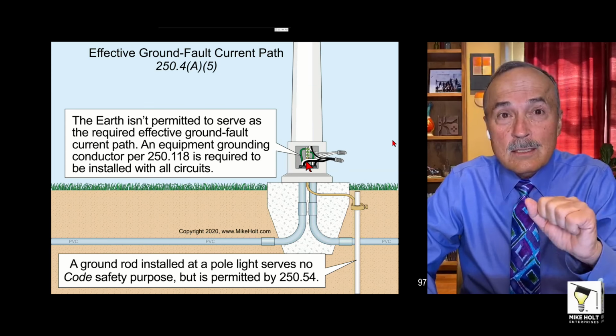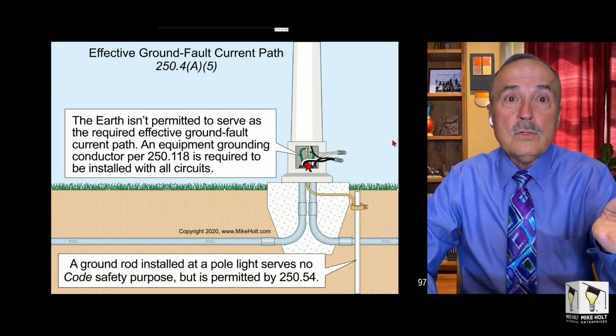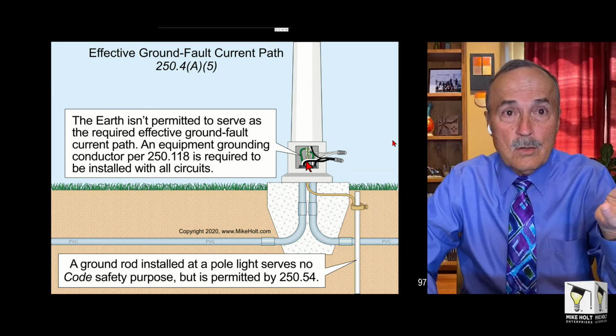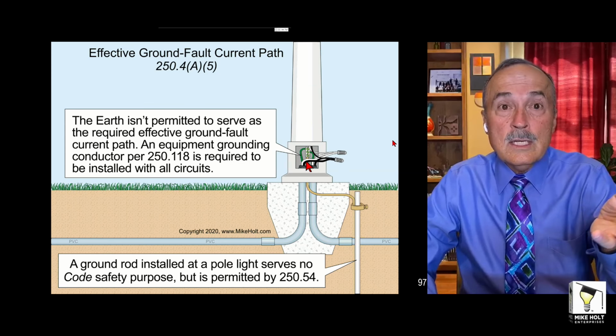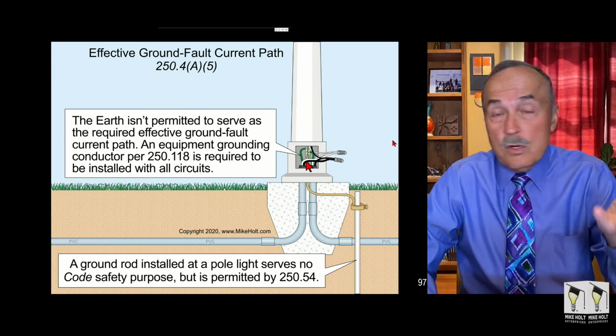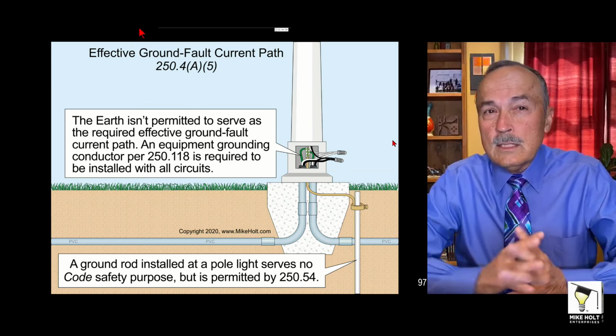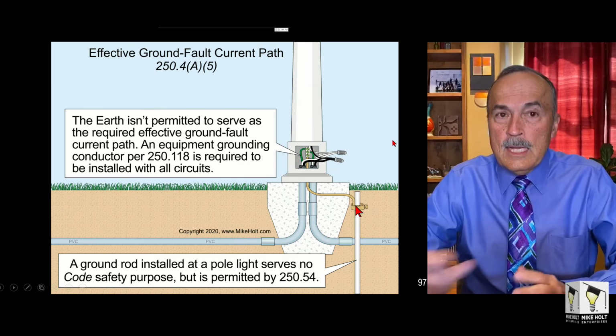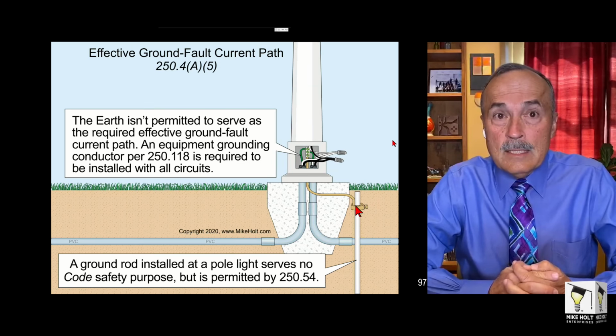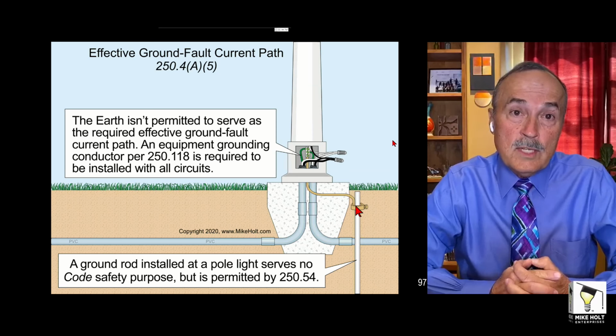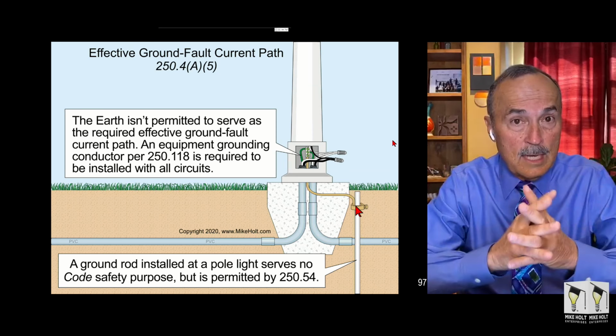You know what it also says? There are no rules. Why no rules? Well, because if you don't need to do something, and the code says you can do it, then there's no rules to follow because you don't need to do it. And the code says this about this electrode. It says you don't have to bond it in accordance with 250.50 of bonding all electrodes together.